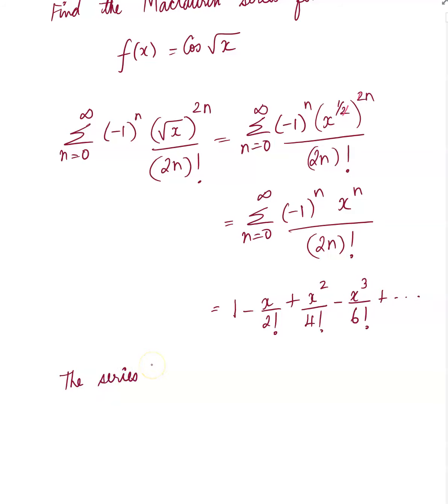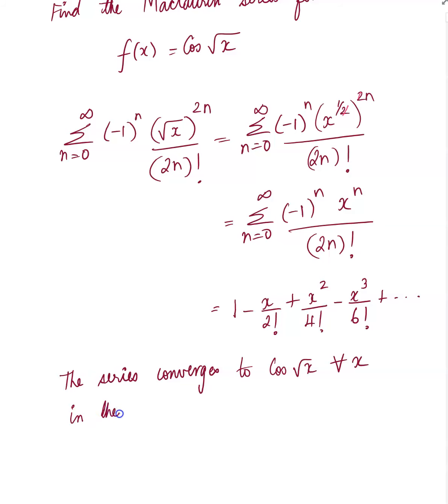The series converges to cosine square root of x for all x. That's what we learned here. When we say for all x, of course, we want to make sure that it's in the domain of cosine square root of x, and so we will make a note of that as well.